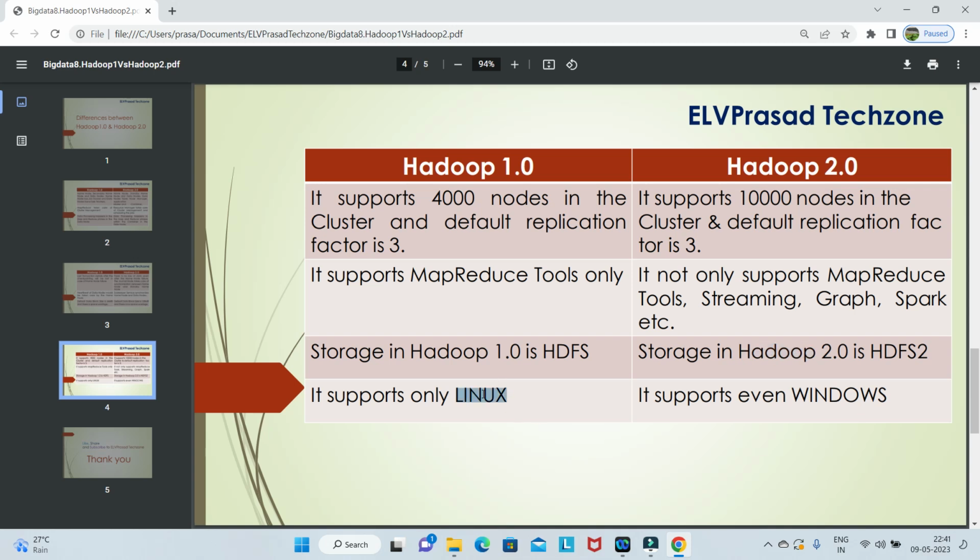Hadoop 1.0 supports only the Linux operating system, but 2.0 supports Linux as well as Windows operating systems. So these are the major differences.